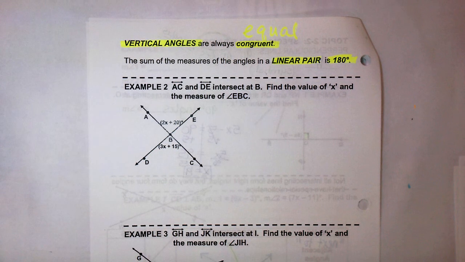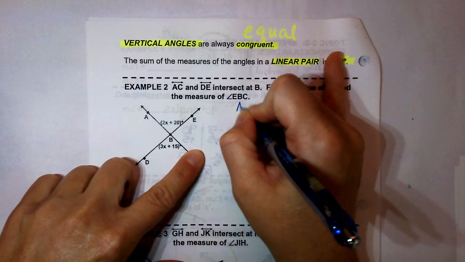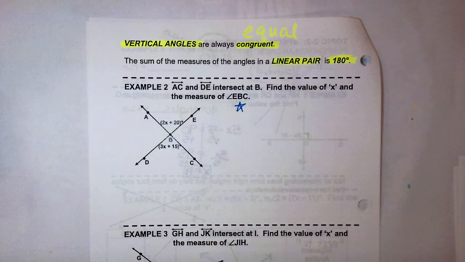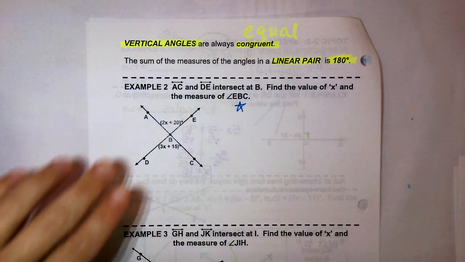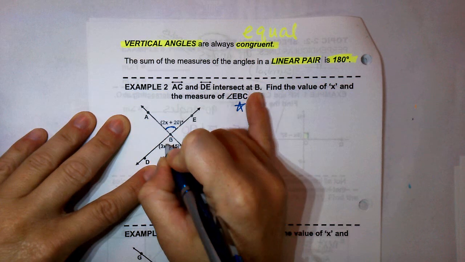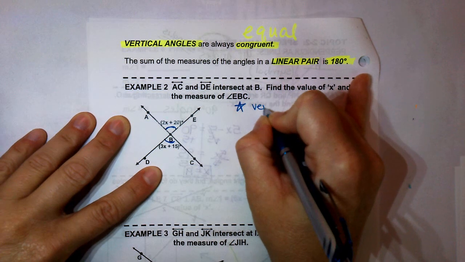Example 2. AC and DC intersect at B. Find the value of x and then find EBC. All right, so you have to be able to write an equation. That's my first thing. And I can't write an equation unless I know what kind of angles they are. So what pair are they? Are they vertical, or linear, or perpendicular? Because those are the three we know. Yes, good. One's on top, one's on bottom. So I have vertical angles.